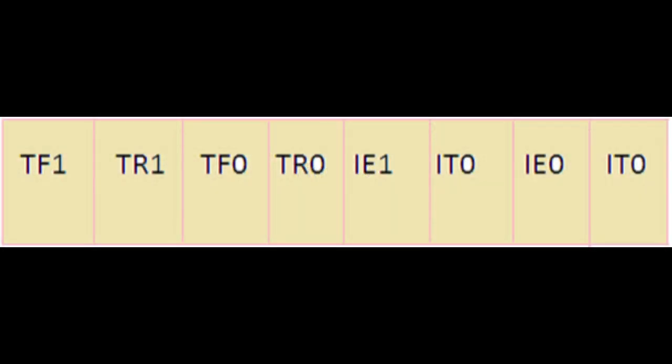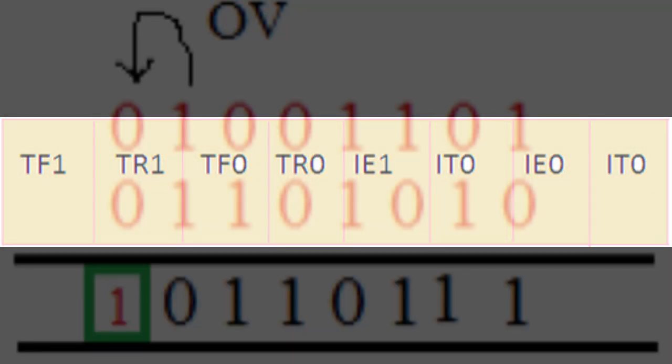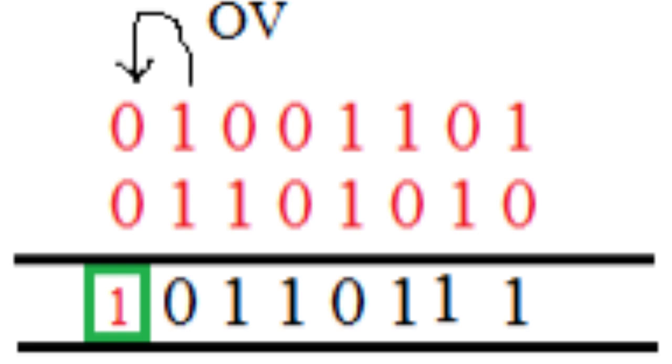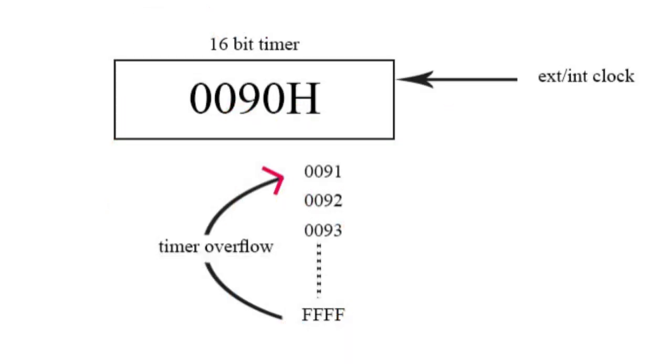Overflow flags. When a timer reaches its maximum value and resets to 0, it overflows. TF0 equals 1 means Timer 0 overflow. TF1 equals 1 means Timer 1 overflow. These are used to detect delay completion. When a timer reaches its maximum value and increases by 1 more, it resets to 0. This condition is called an overflow.